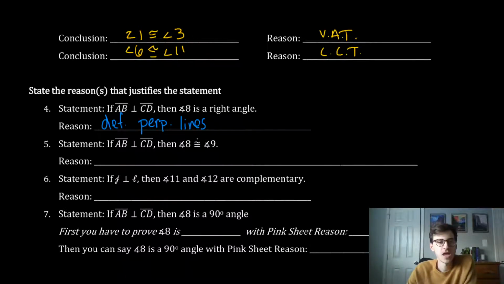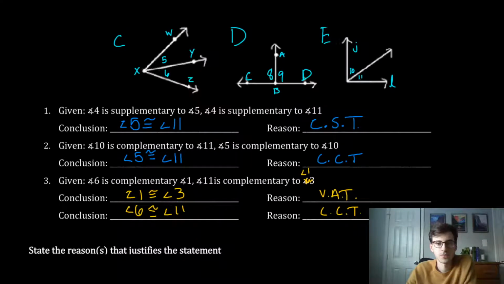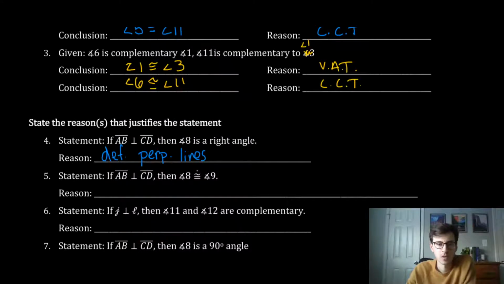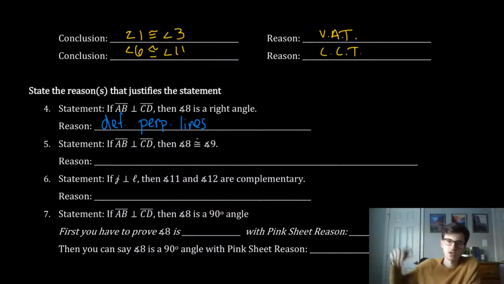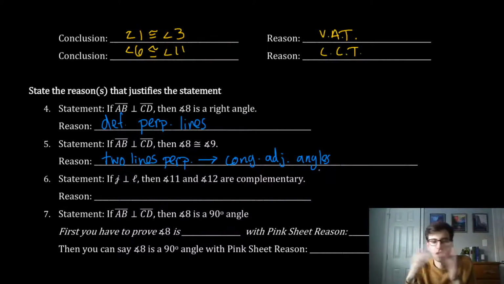Okay, what about this one? If AB is perpendicular to CD, then 8 is congruent to 9, right? Well, remember that part of our definition of perpendicular lines is that if two lines are perpendicular, they have congruent adjacent angles. So I would say this: if two lines are perpendicular, they have congruent adjacent angles. That was one of the pink sheet reasons that we talked about. Because, right, 8 is 90, 9 is 90, they equal each other, they're congruent.